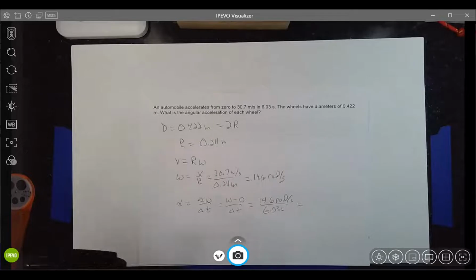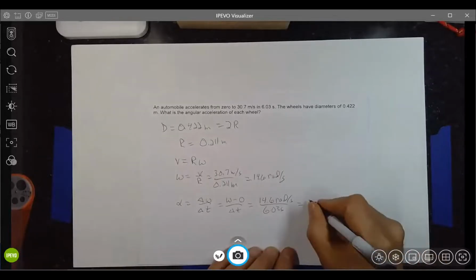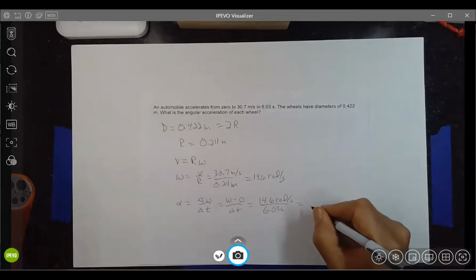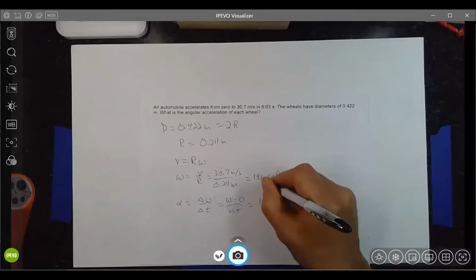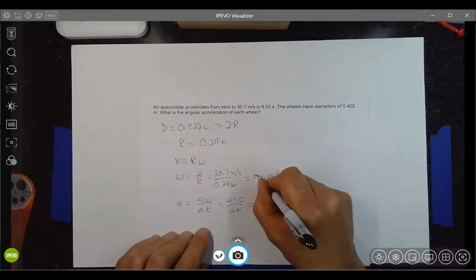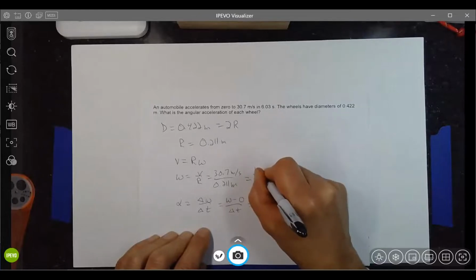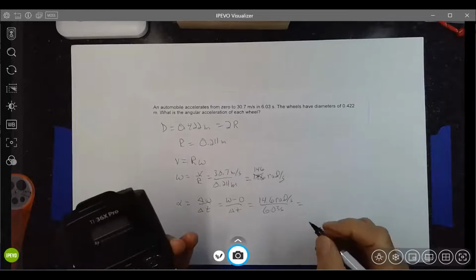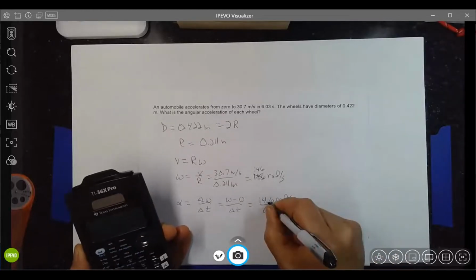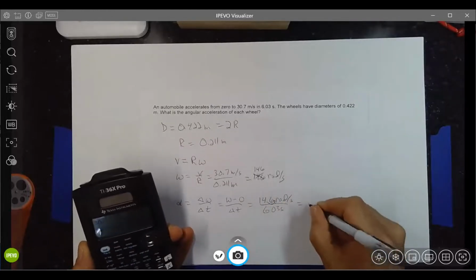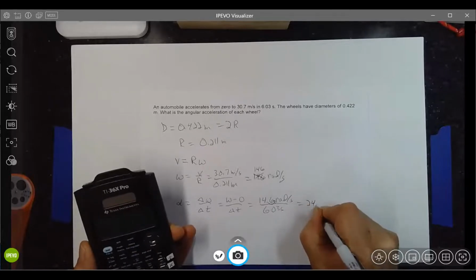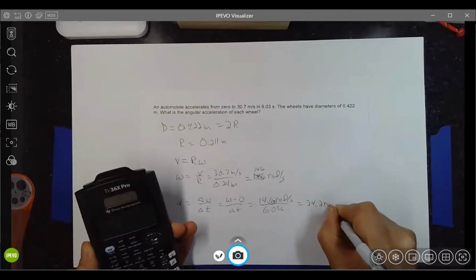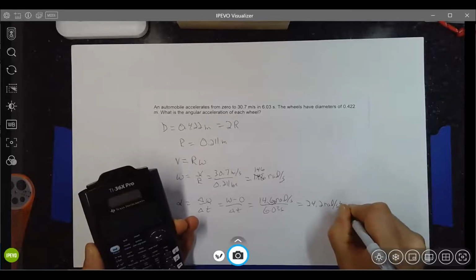Of 2.42, or no, 24.2. Wait. Oh, this should have been, nobody caught that, 146 radians per second, because I wasn't even looking at my calculator. Anyway, 146 radians per second. And so this would end up being, that's supposed to be over there, 24.2 radians per second squared.